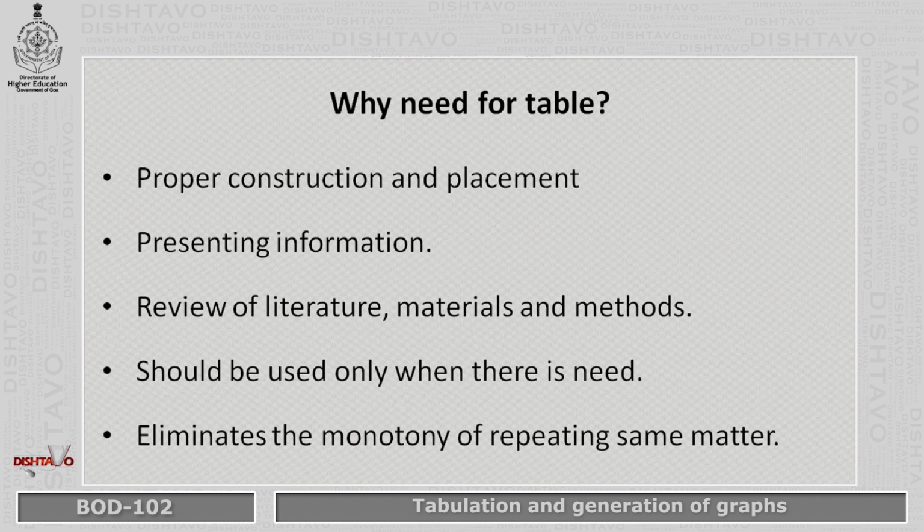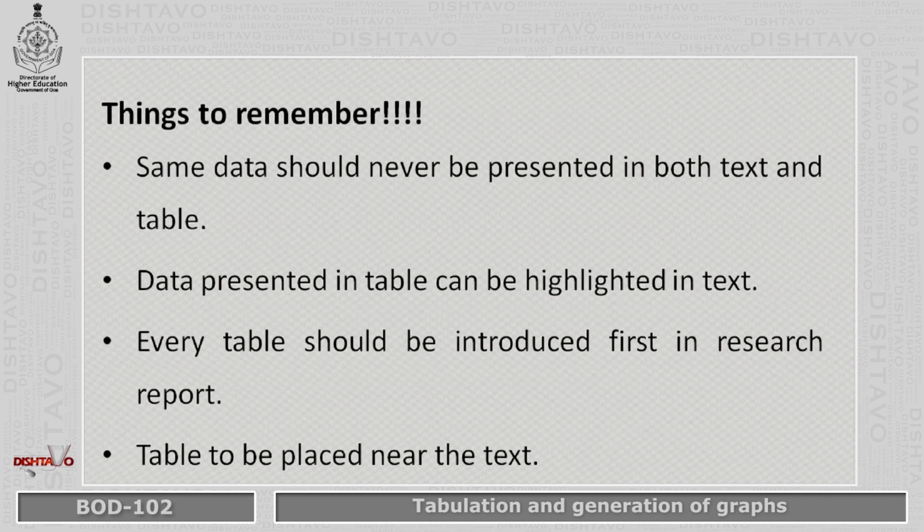Now you will wonder why there is a need for a table. You should understand that the data which is collected has to be properly constructed and placed in a table form. It helps in presenting information in a concise manner. It also helps to analyze the review of literature, materials and methods quickly. It should be used only when there is need, and the use of table eliminates the monotony of repeating the same matter.